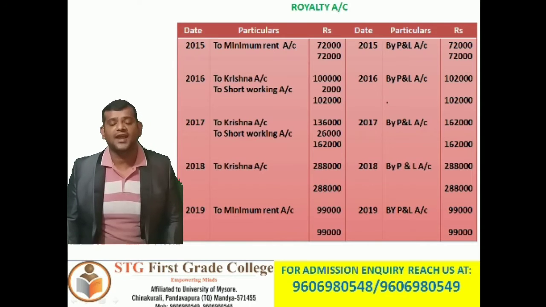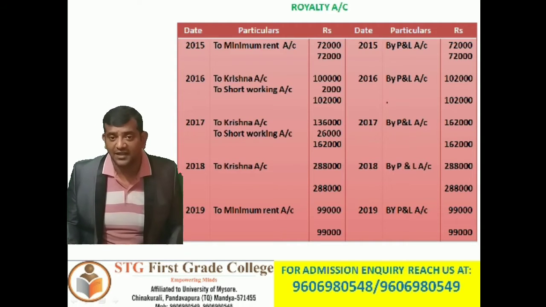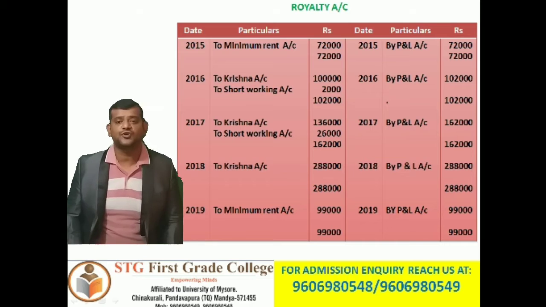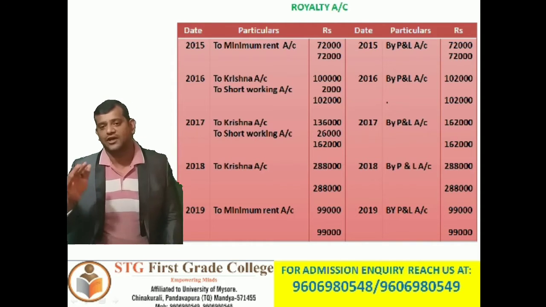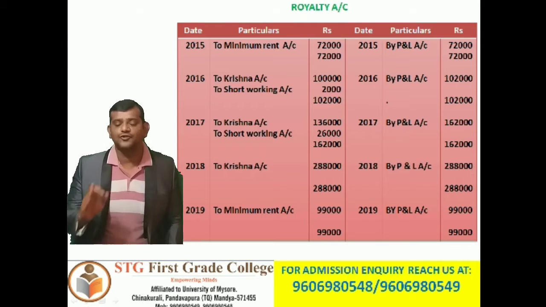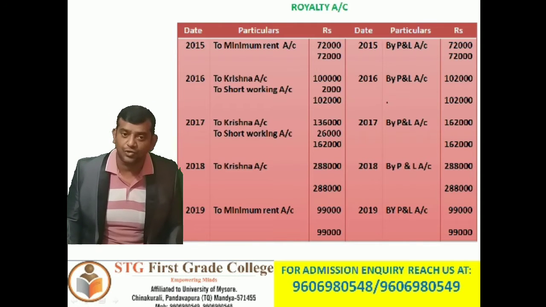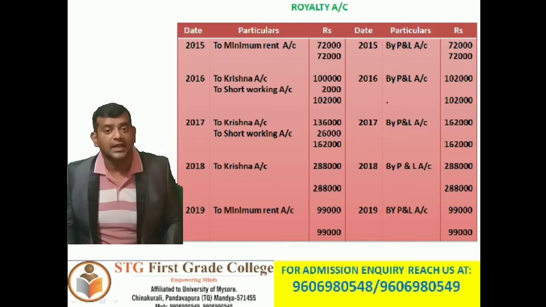Short working account, there was a short working recovery of 2,000 rupees. So short working account 2,000, so 1 lakh 2,000. By P&L account 1 lakh 2,000, both the side total 1 lakh 2,000 and 1 lakh 2,000.